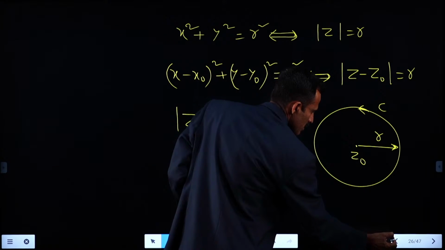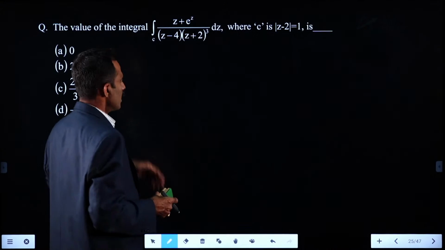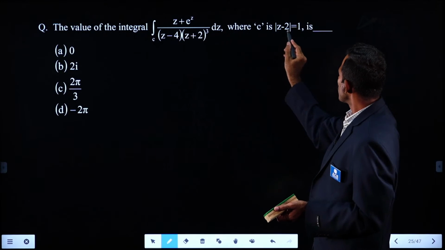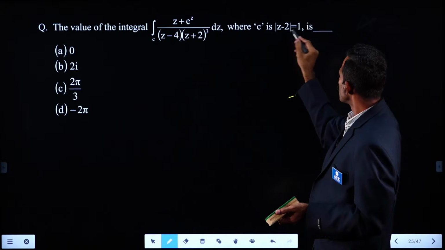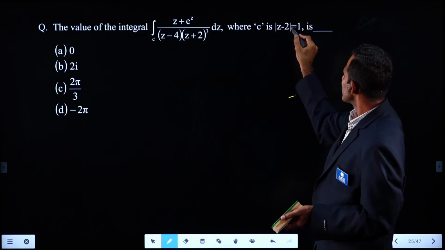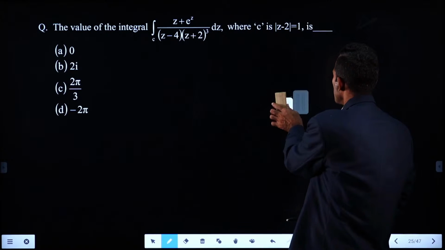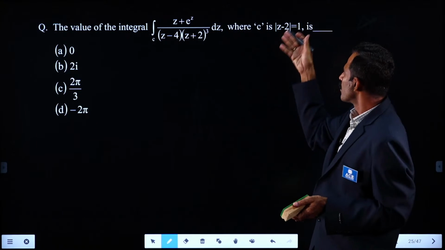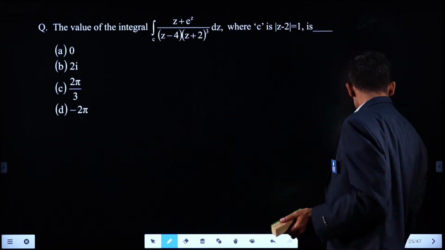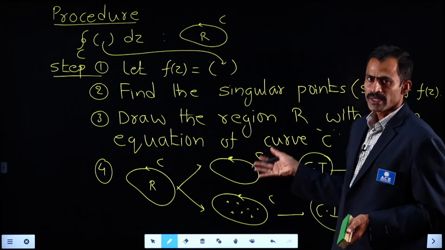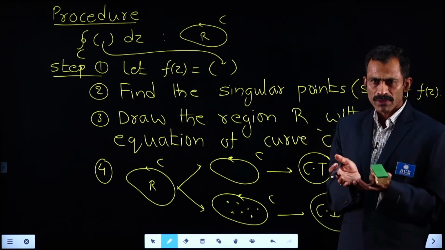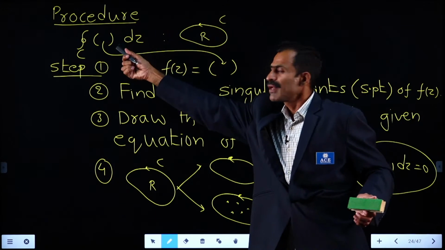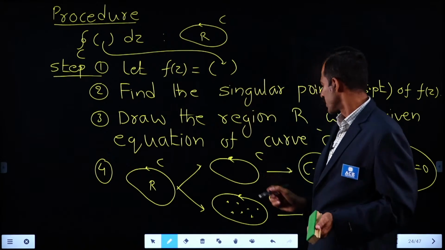Now let us go back to this problem. We are given this problem along with the equation of the circle mod z minus z naught equal to r. Z naught is here 2 and r is 1. Center is at 2, radius is 1. It is a closed curve. We are given the integral of the function along a closed curve. Because of the closed curve, we follow a step-by-step procedure only. According to the first step, whatever function is given inside the integral, we choose that function as f of z only.